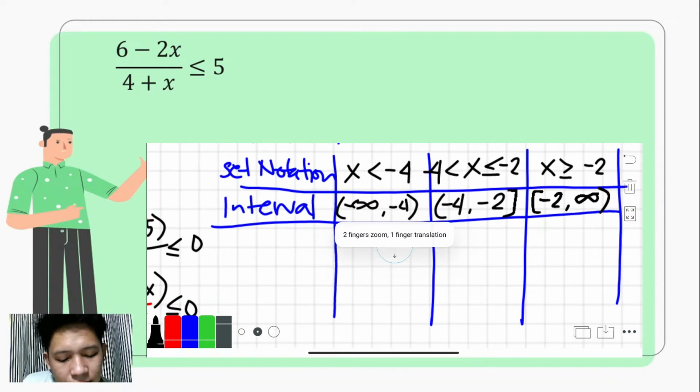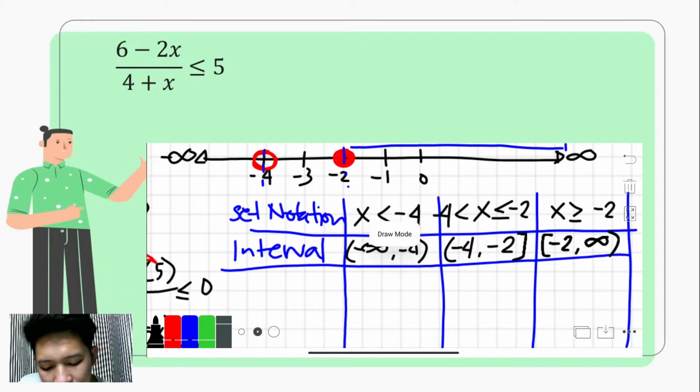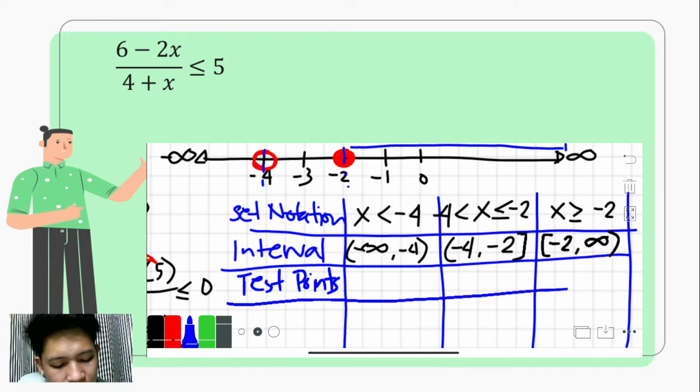And next, we get our test points. Okay? So we get our test points. And for our test points, what test point can we use? Here, x is less than negative 4.